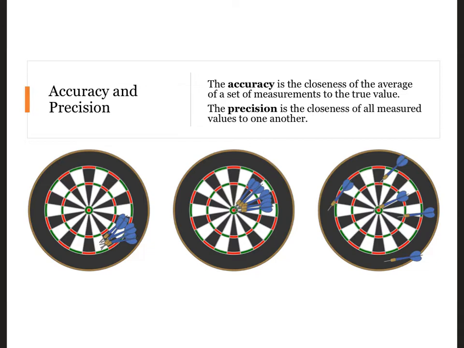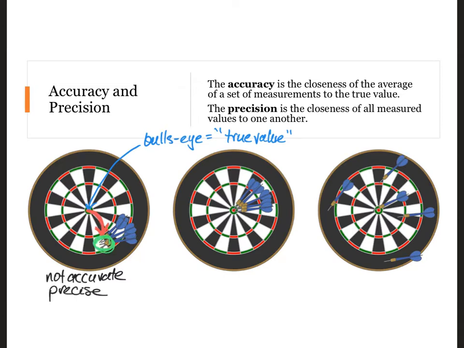The accuracy of those measurements describes how close the average is to the true value, such as the bullseye on a dartboard. The precision describes the closeness of all measured values to one another. Looking at the first dartboard, the measurements are not accurate because they fall far from the true value in the middle, but they are precise because the darts are all close to one another. The middle dartboard shows a result that is both accurate, the darts are all on the bullseye, and precise. The results are clustered close together.